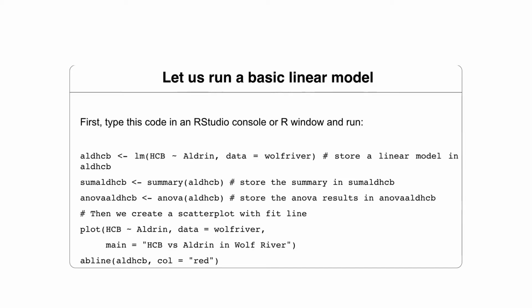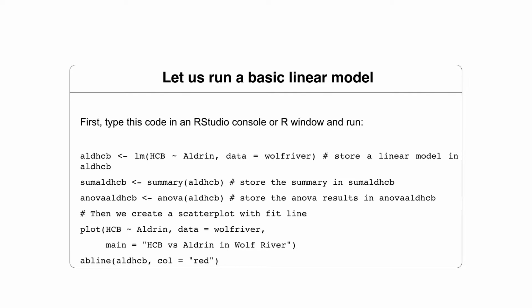Then we create another object, and the name of that object is ANOVA ALD HCB, where we are going to store the results of the analysis of variance of the linear model ALD HCB. So we store the ANOVA results in ANOVA ALD HCB.